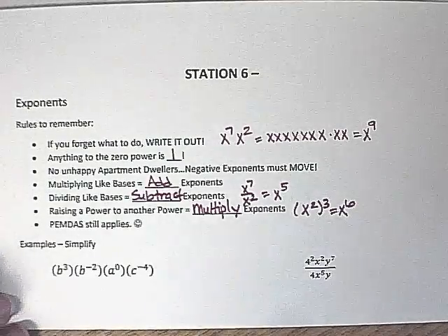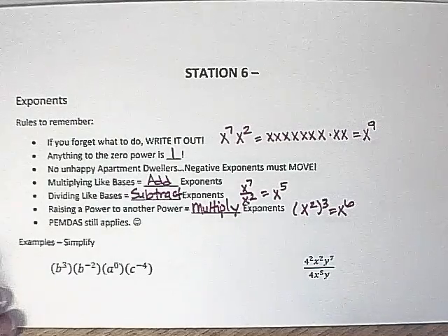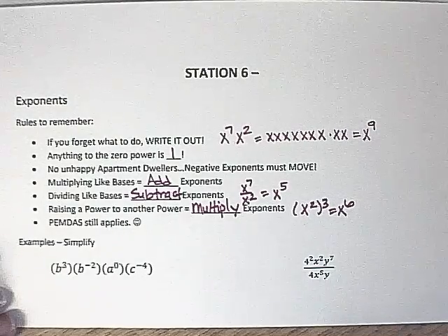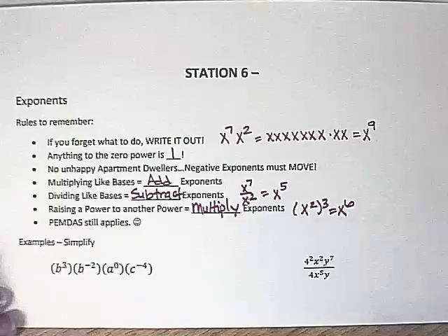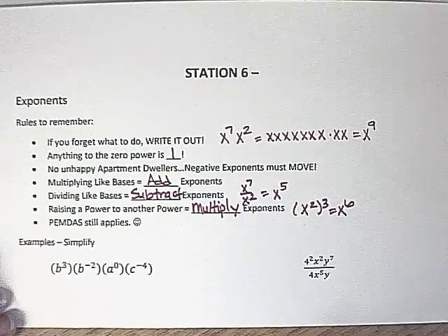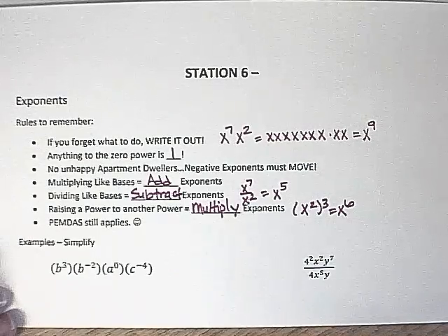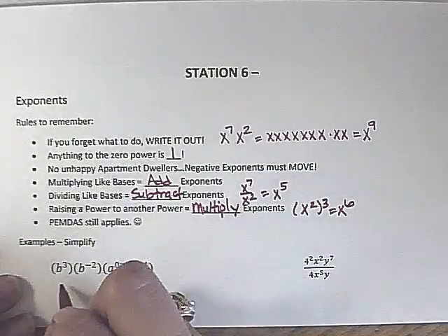Let's look at this first example. b to the 3rd power times b to the negative 2 times a to the 0 times c to the negative 4. The first thing I notice is that I have parentheses, but there isn't anything that can be done within the parentheses. So the next thing I see is multiplying. When I multiply things of like bases, I add their exponents.